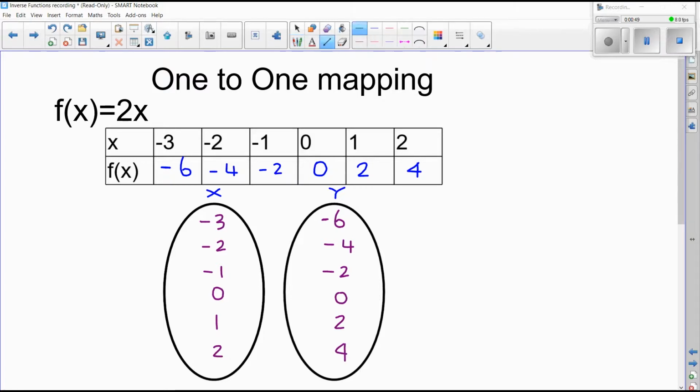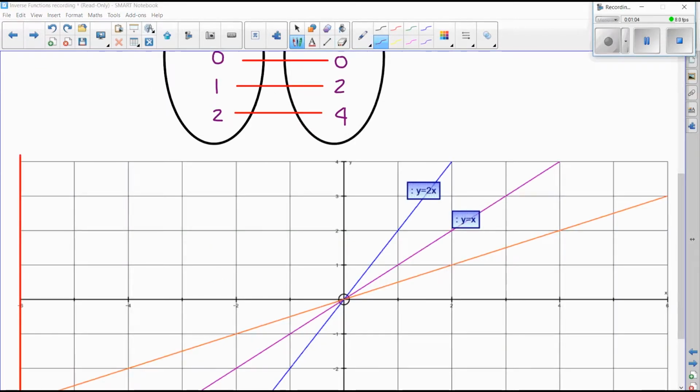So looking at this relationship, we see that every x value has a distinct y coordinate. And when this happens, we call this one-to-one mapping. Graphically, we have the graph of y = 2x, and we have the axis of symmetry y = x. The inverse of the graph y = 2x is y = a half of x.